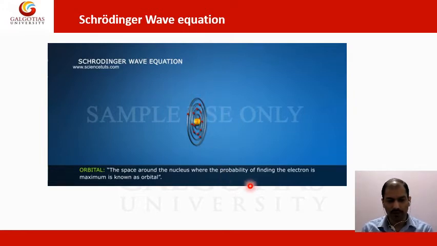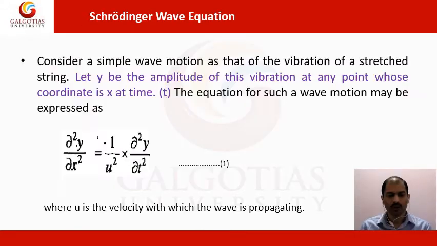So and represented as different according to their different direction on px, py and pz direction. So now we will describe the Schrodinger wave equation.